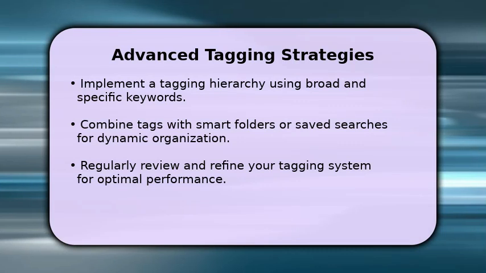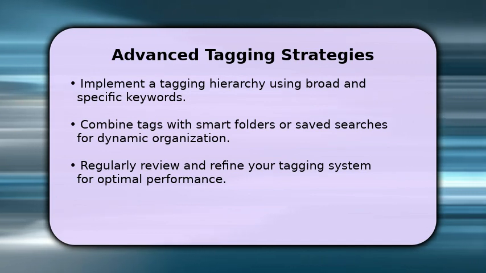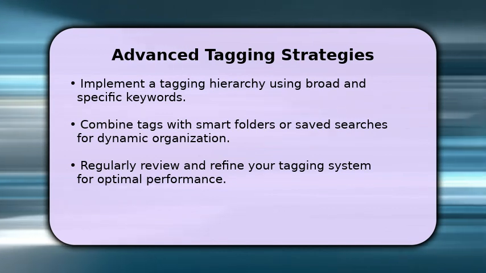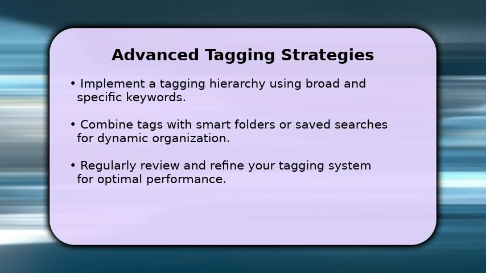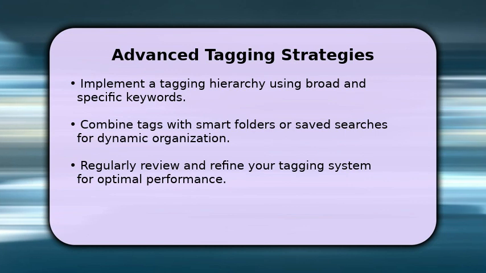For advanced users, consider developing a tagging hierarchy. This means using both broad tags, like "project," and more specific ones, such as "Project Alpha Marketing." Many systems allow you to create smart folders or saved searches that automatically gather files based on specific tag combinations. Aim for about 3 to 5 tags per file for good balance. Remember to periodically review and adjust your tagging system to keep it efficient and relevant to your evolving needs.